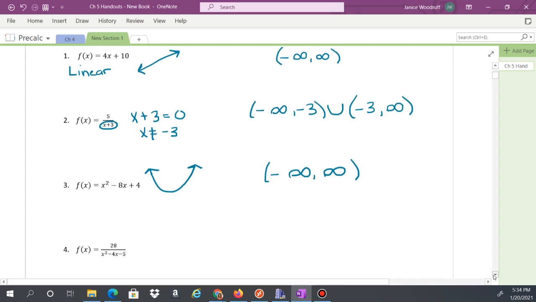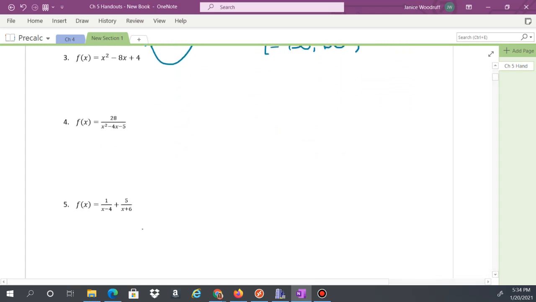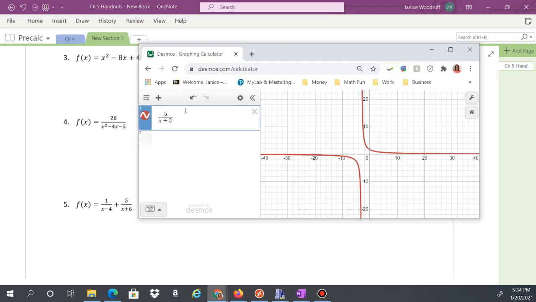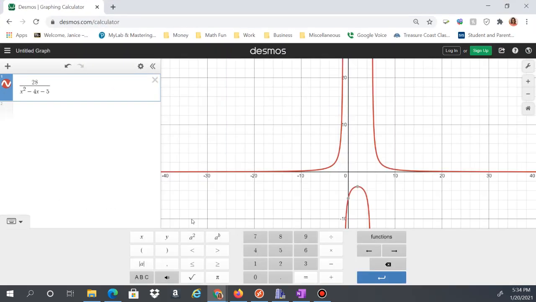Number 4, that is a rational graph. So what we would do is the same thing we did for number 3, set the denominator equal to 0, and then we can find the values and solve, or you can just put it in your graph. Let's put it in, and then you can look at those values. So you have 28 over x squared minus 4x minus 5. And then we can take a look at what that graph looks like.